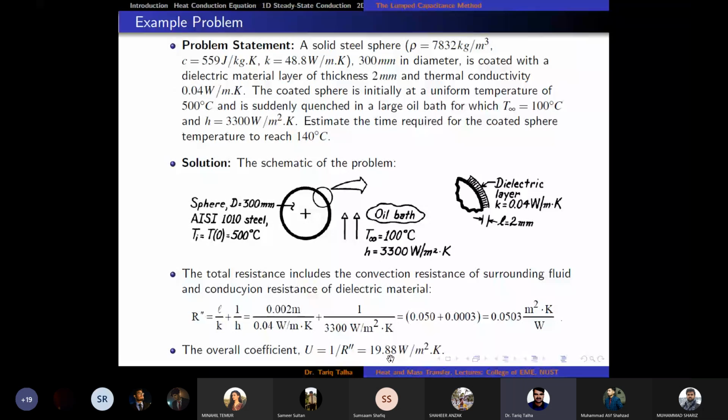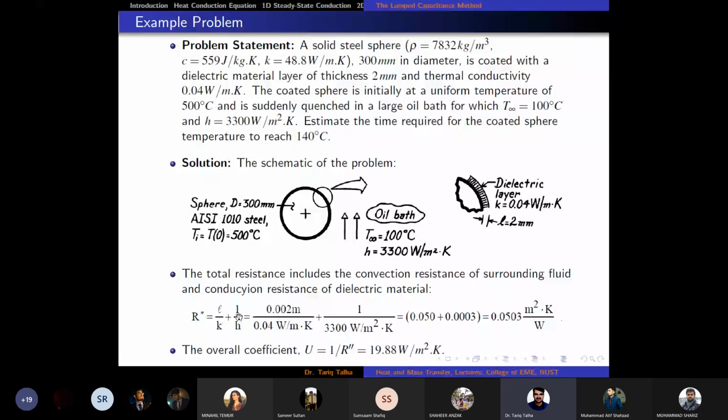Now in the Biot number definition, where we use Lc upon k, there would now be U Lc upon k, because earlier h was the inverse of resistance there, but now we have the inverse of resistance equal to U. So for the Biot number, as well as for the calculation of time where there was h, that would be replaced with U, because now we have two resistances, one for the dielectric material and one for the surrounding liquid.